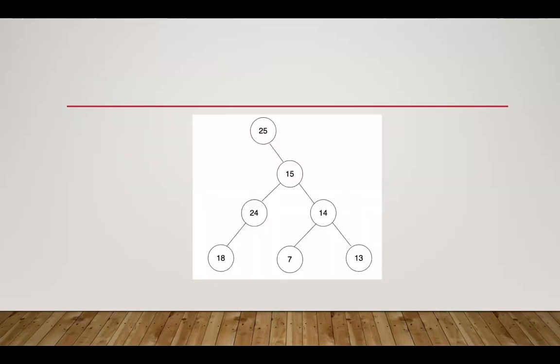So let's take a look at how a weak heap looks. So here's a weak heap. You can see 25 is the parent node, the root, and then we have no subtree on the left side at all. And the last level has less than two nodes.